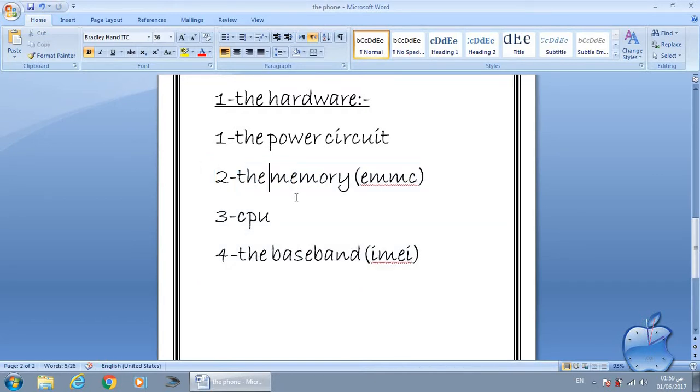But also, the memory has its own circuits, not only the chip or the IC, but the other components, maybe the capacitor, the resistance, the fuse, and I will explain them in another video. These are the components of the motherboard, or maybe the CPU.